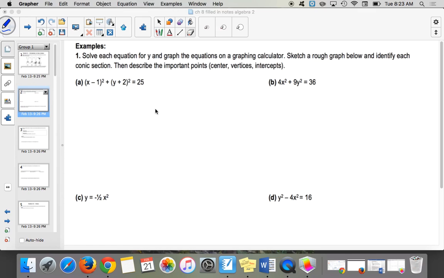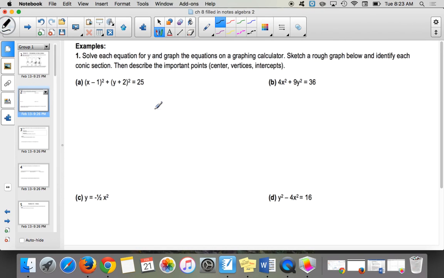All right, so this first one says solve each equation for y. So if I'm going to put it into the graphing calculator, I need y equals. So think about how I would solve for y. The first thing I'm going to do is subtract this x minus 1 squared to the other side. So I'm going to have y plus 2 squared equals 25 minus parentheses x minus 1 squared. And don't overcomplicate things. You don't need to FOIL things out or anything.